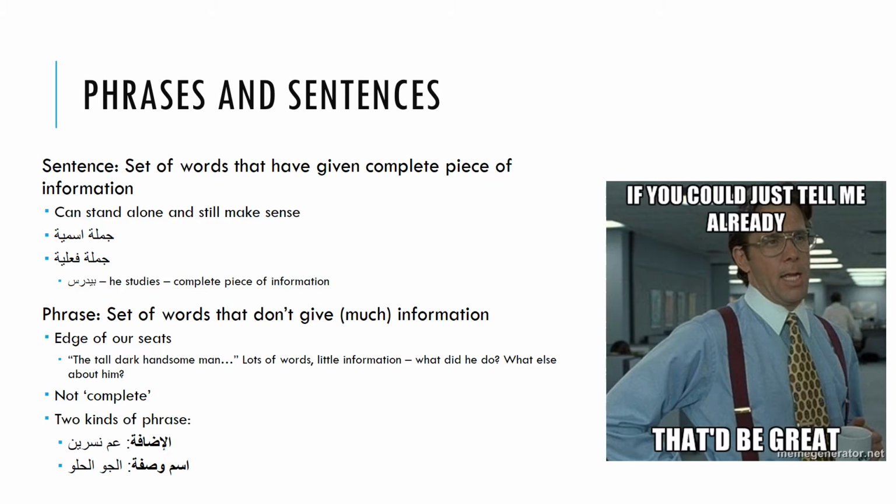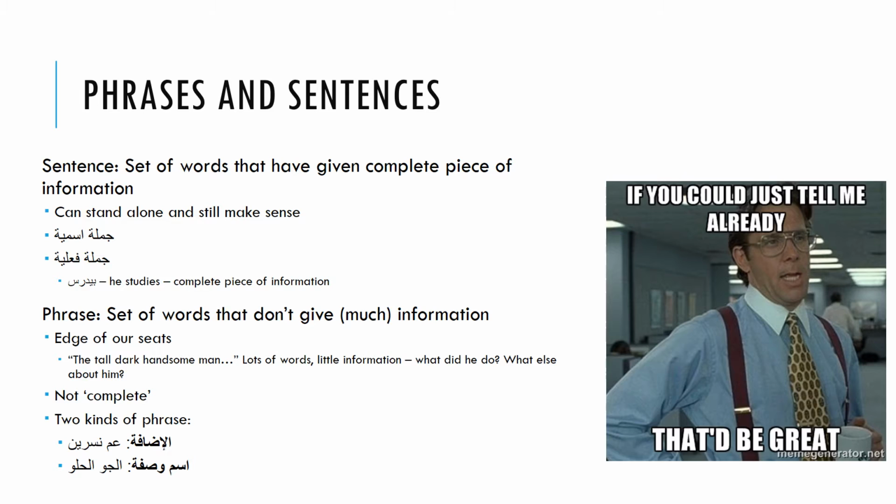Now, a phrase, on the other hand, is a set of words that doesn't complete the information. It kind of leaves us on the edge of our seats, right? The tall, dark, handsome man. That's a great beginning to some sort of terrible novel, but it doesn't tell us anything. We haven't really gotten much information other than there is a tall, dark, handsome man, but we don't know what about him. Is he going to shoot somebody? Is he going to seduce somebody? Is he going to disappear into the night without another word? It's lots of words, but there's just no information because it's not complete.